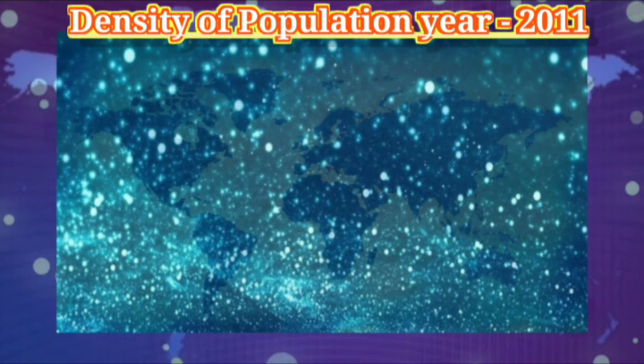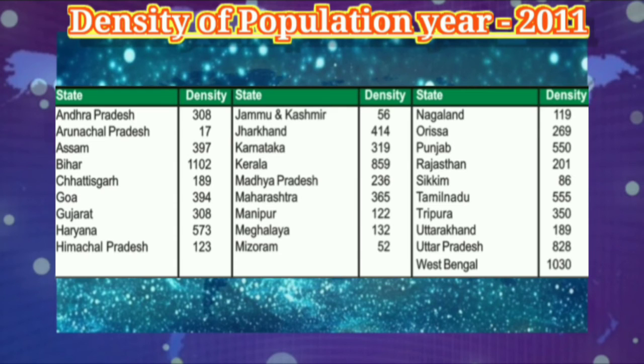Density of population, year 2011, Census 2011, 29 states in India. State and density. Andhra Pradesh density is 308. Arunachal Pradesh density is 17. Assam density is 397. Bihar density is 1102. Chhattisgarh density is 189. Goa density is 394. Gujarat density is 308. Haryana density is 573.